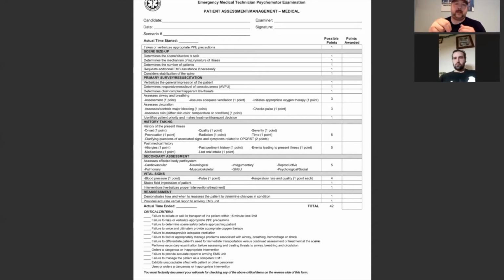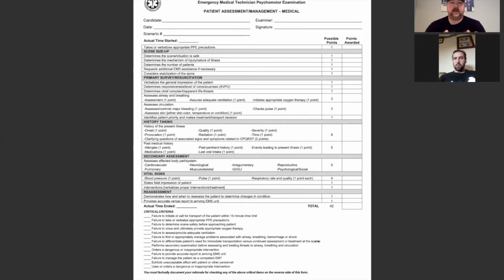We're going to check that pulse. Most likely it's going to be that radial pulse. Is it present and is it equal? We're going to assess the skin color, temperature, condition. On someone having a cardiac event, I may see some diaphoresis, pale, coolness of the skin.